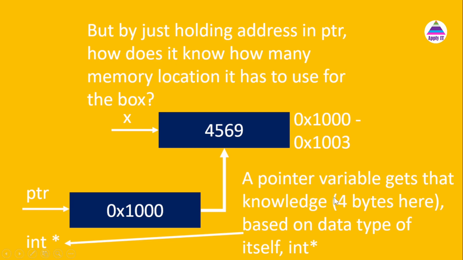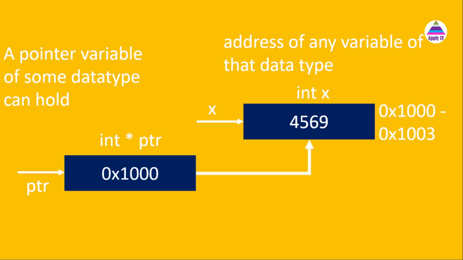So the pointer variable gets that knowledge, that is, it has to read 4 bytes starting from this address 1000 based on the data type of the pointer itself. In this case it is integer star. So it means that a pointer variable of some data type can hold the address of any variable of that data type. So here we have variable x.